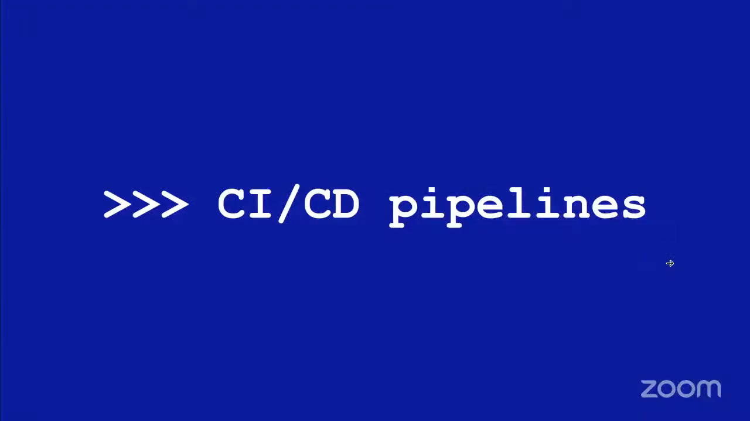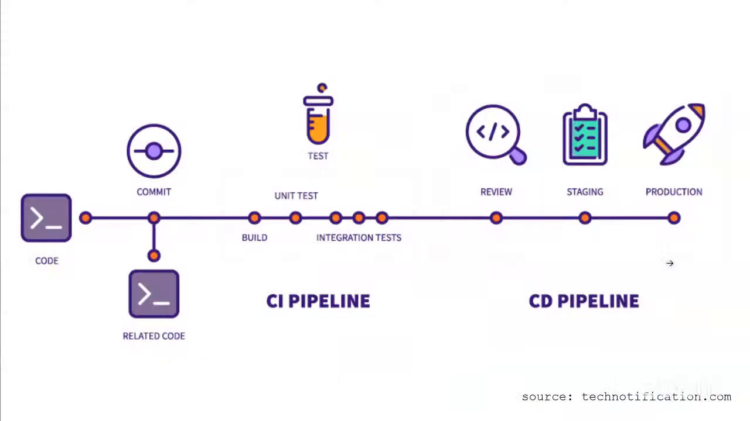Okay, CI/CD pipelines. CI/CD pipelines are continuous integration and continuous deployment pipelines. And here is how it works. We basically want to set up a pipeline that would automate the process of building our code, of testing our code, and then staging and deploying our code.